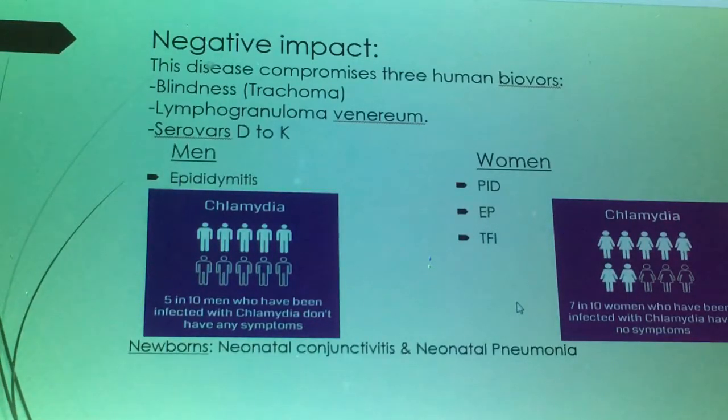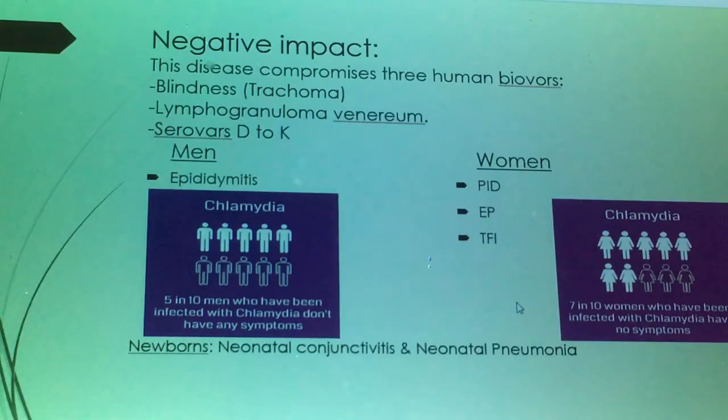Next, serovar D through K, seen in men and women, and this is a very common form. In men, we can experience epididymitis, which is an infection that inflames the coiled tube located beside each testicle. This is seen in fever, scrotal pain, and swelling. In women, PID, or pelvic inflammatory disease, occurs in 1 in 5 women with chlamydia. This is an infection of the uterus and fallopian tubes. Also, undiagnosed chlamydia can create infertility and ectopic pregnancy.